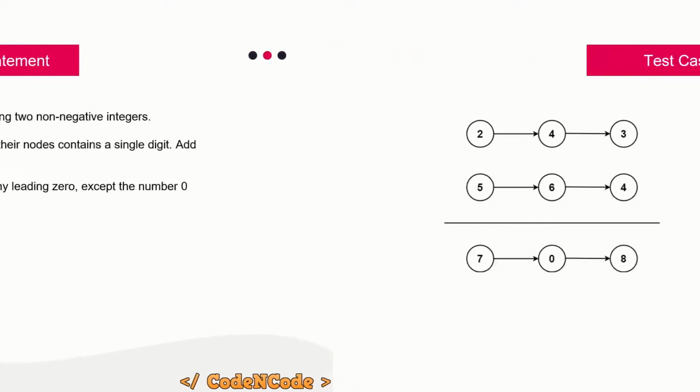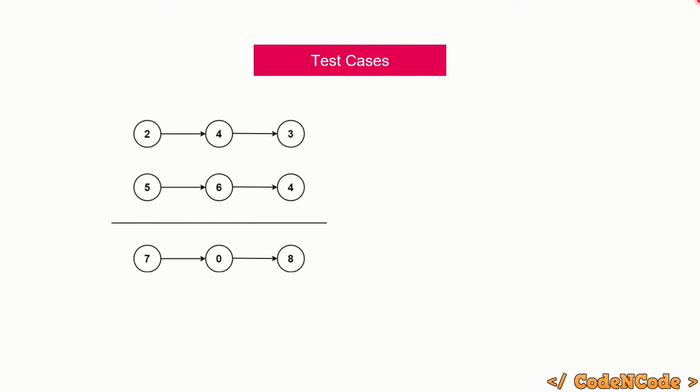If I explain the same with an example, here's a beautiful example given by the problem itself. You are given 342 and 465. The answer would be 807. This will be given in the reverse order. So this is linked list 1, which represents the number 342 in reverse order as 2, 4 and 3, and this is the second linked list in the input. This is what you have to return: 7, 0, 8, which read in the reverse order represents 807, the sum of these two numbers, right?